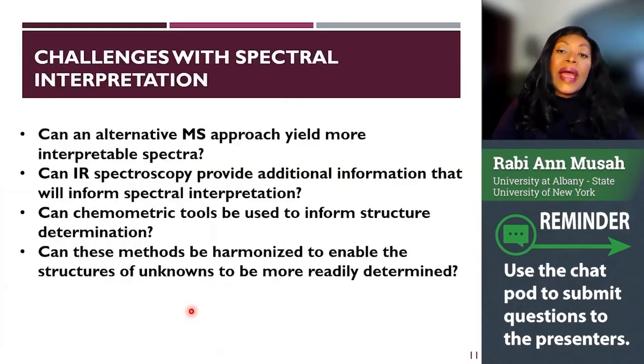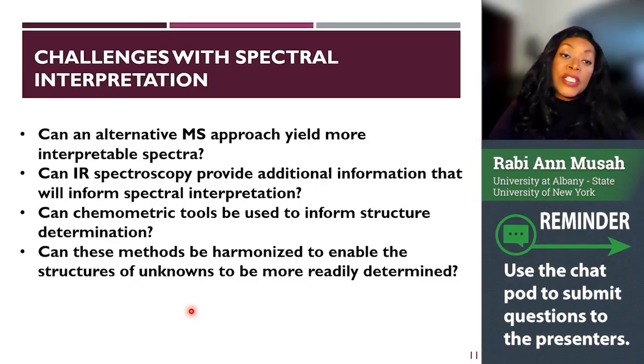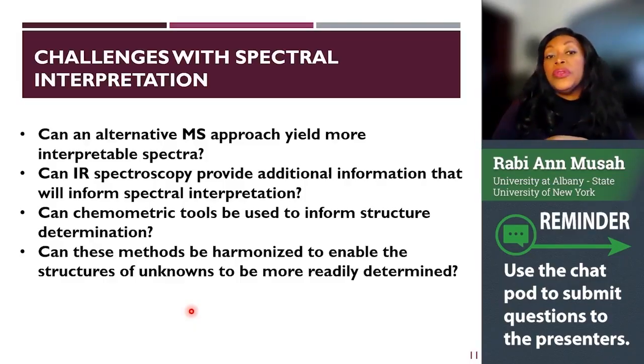And so the question we had was whether there might be an alternative MS approach that would yield more interpretable spectra that could be used, whether or not IR spectroscopy could be integrated into the workflow in a seamless way to further inform spectral interpretation. We wanted to know also whether there were chemometric tools that could be used to inform structure determination, and whether all of these approaches could be harmonized to determine the structure.